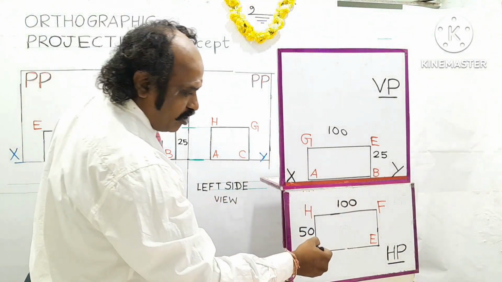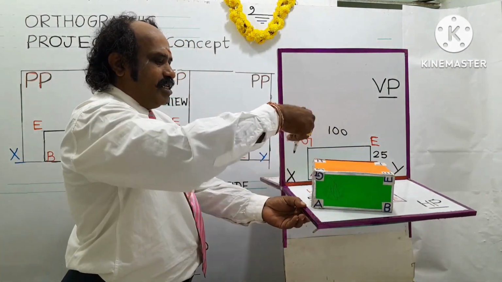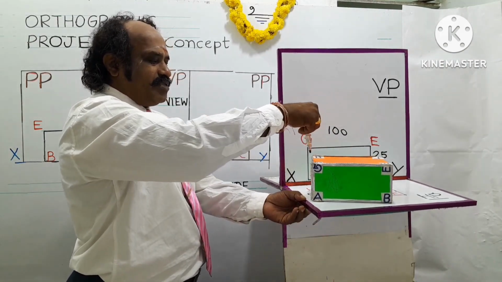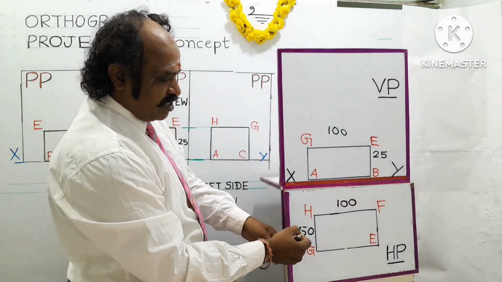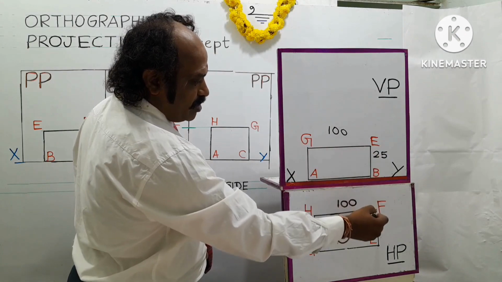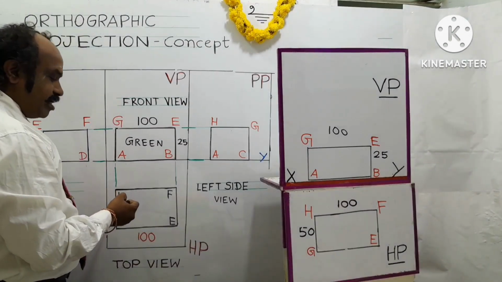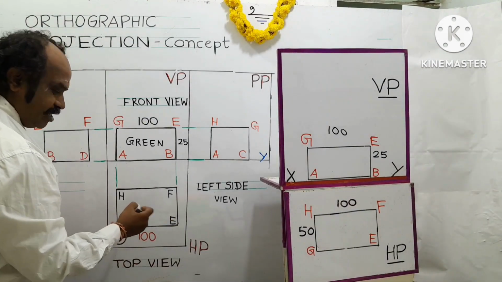This will be the length of the object. Looking from the top, the observer can see the length of the object and he can see the breadth of the object. What is the breadth? The size is 50 mm, as I told you earlier. The length will be the same as the front view length, 100 mm. The same will be the top view length, 100 mm. The breadth will be 50 mm. That diagram is represented on the drawing sheet as length 100 and breadth 50.